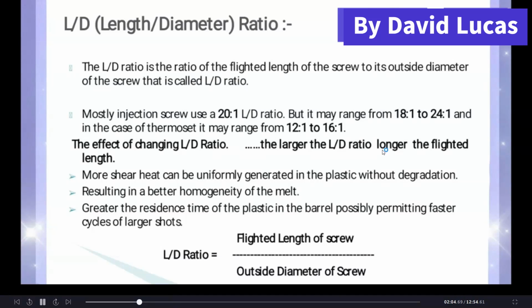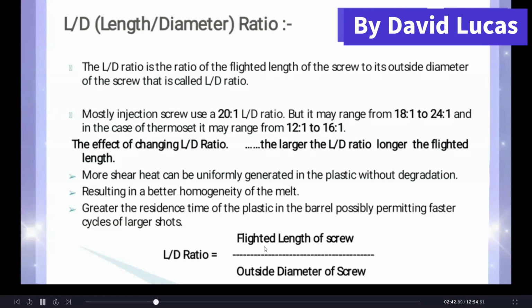The larger the L over D ratio, the longer the flight lengths are, so you have to remember that. More shear heat can be uniformly generated in the plastic without degradation, resulting in better homogeneity of the melt. There is also greater residence time of the plastic in the barrel, possibly permitting faster cycles of larger shots.